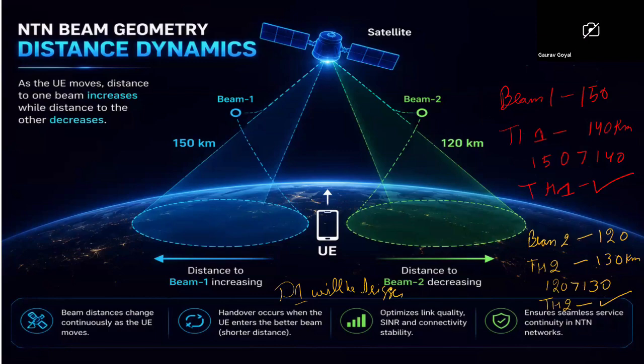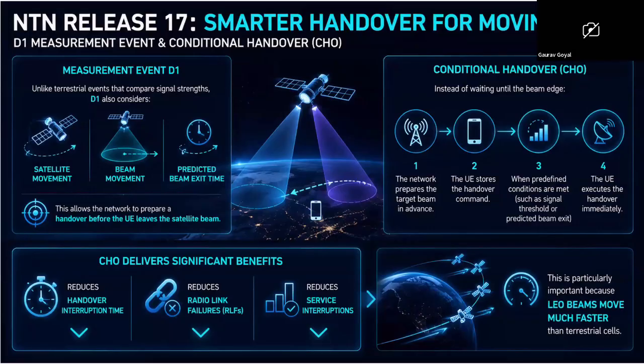Okay, thank you, sir. So this is how D1 is completely different from A3. In case of D1, it is dependent on satellite movement, beam movement, and predicted beam exit time. So this allows the network to prepare a handover before the UE leaves the satellite beam. And after that, conditional handover is there. The network prepares the target beam in advance, and the UE stores the handover command. When the predefined conditions are met, the UE executes the handover immediately.